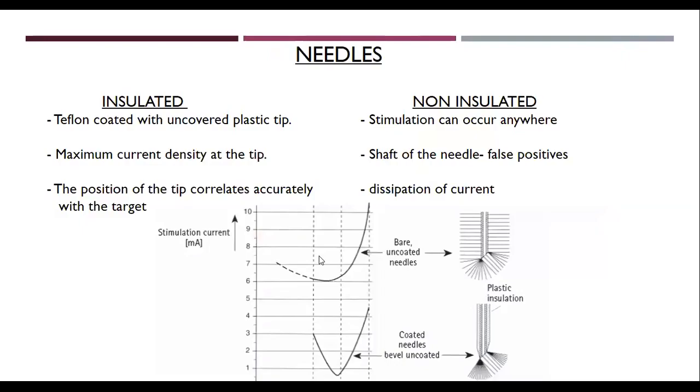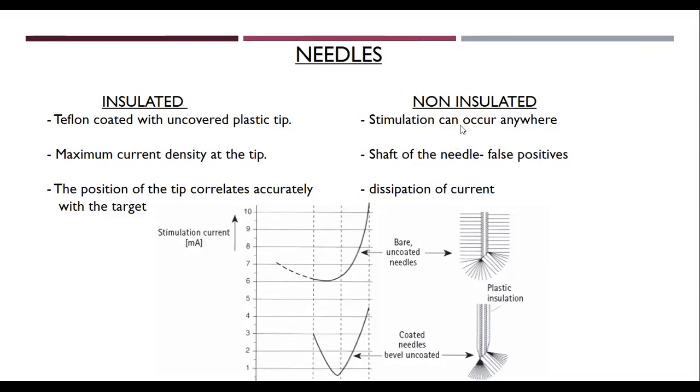Okay. Coming on to the needles, there are two types of needles, as I told, insulated needles and non-insulated needles. Insulated needles will have a Teflon coating with an uncovered tip and maximum current density at the tip. The position of the tip correlates accurately with the target. As I told, these are the insulated needles. So only the tip will have the maximum current density, so it can correlate accurately with the target.